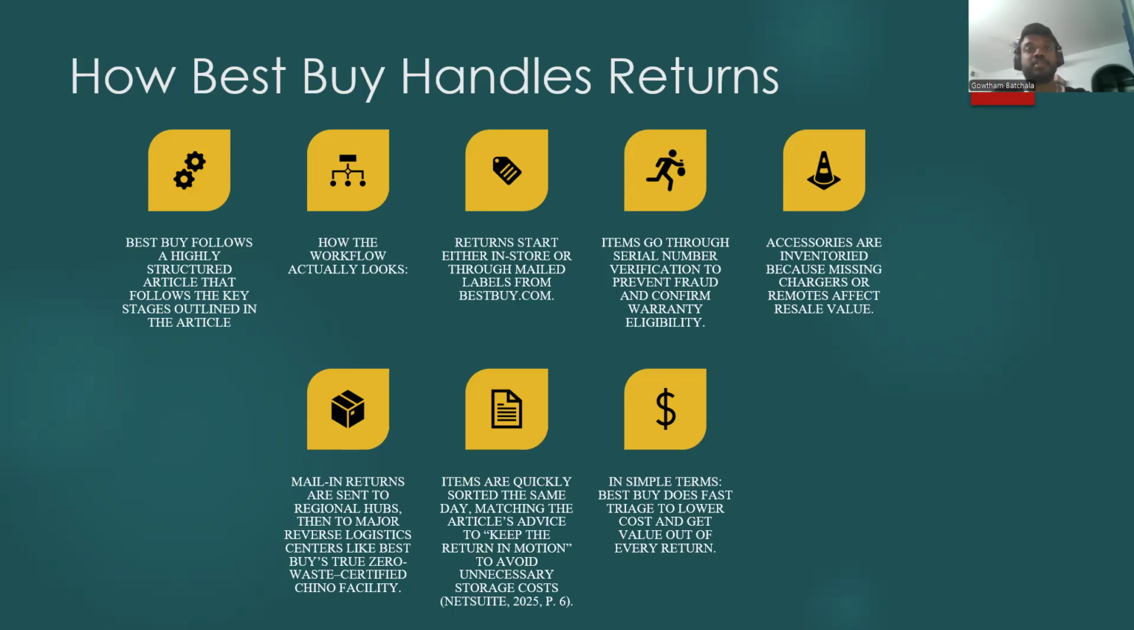First of all, mail-in returns are shipped from the original hubs to large reverse logistics centers. One of the biggest ones for Best Buy is in California, which is True Zero Waste Verified. At least, that's what the reference I got says. Once the item reaches the facility, it is sorted the same day, which helps fast sorting and distributed management of the items, saves storage cost, and keeps the returns in motion. This is one of the key strategies they have implemented in the reverse logistics guide.